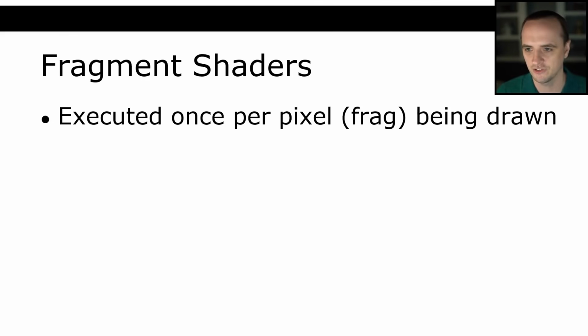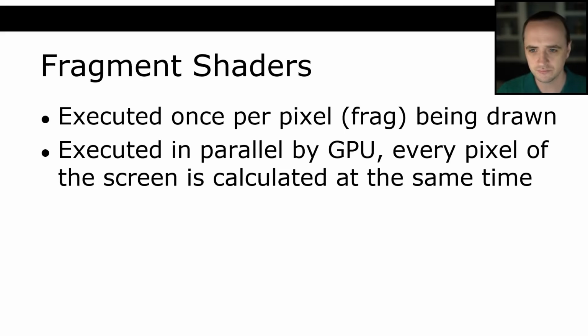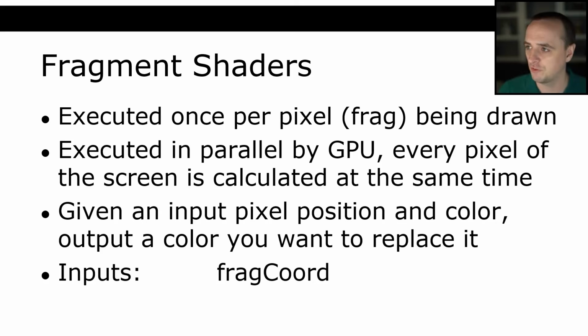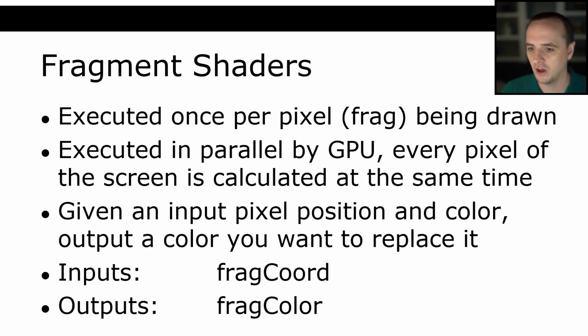Fragment shaders are executed once per pixel, or frag, being drawn. They're executed in parallel by the GPU, and every pixel of the screen is being calculated at the same time. Given an input pixel position and color, the fragment shader is going to be outputting the color that you want to replace it. The input is the fragment coordinate, the pixel coordinate, and the output is the color that you want that pixel to be displayed on the screen.